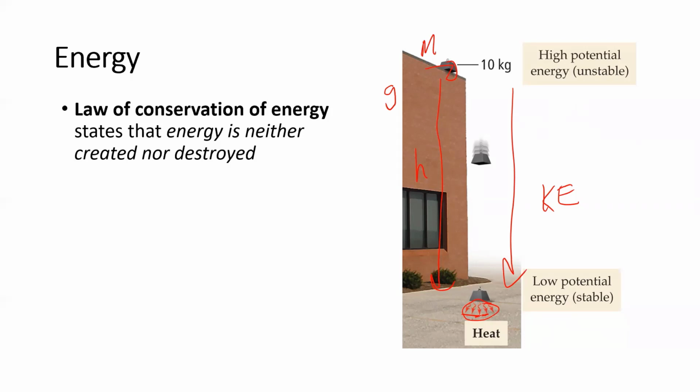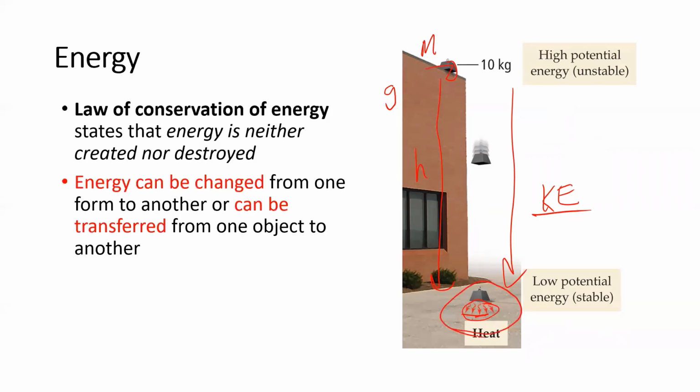I took something with potential energy, pushed it over, created kinetic energy, and some of that kinetic energy was also released in the form of heat. So that's what you need to know. We can transfer energy from one object to another.